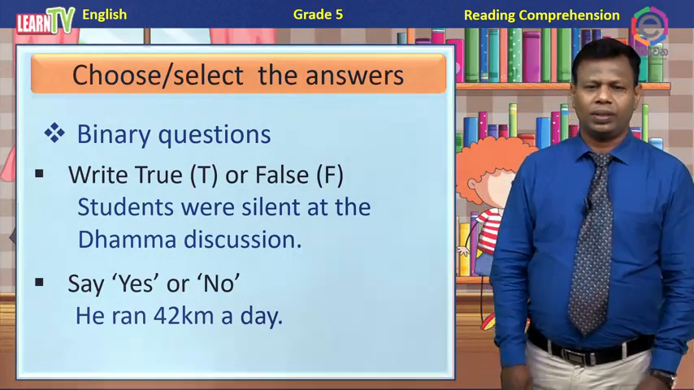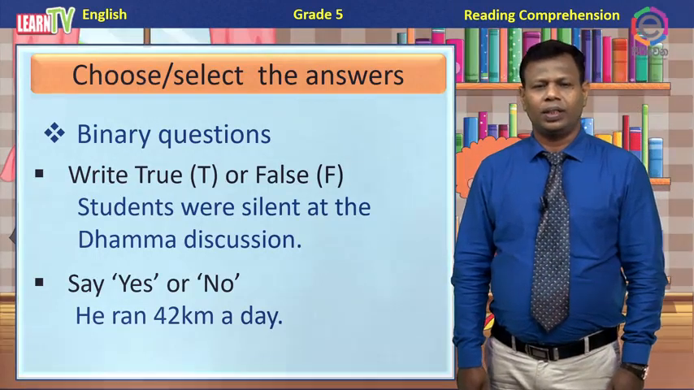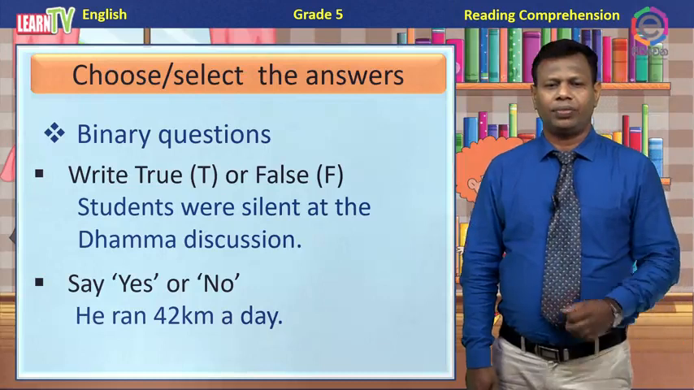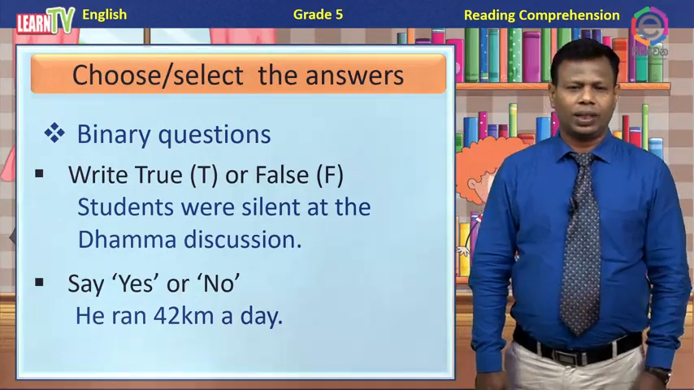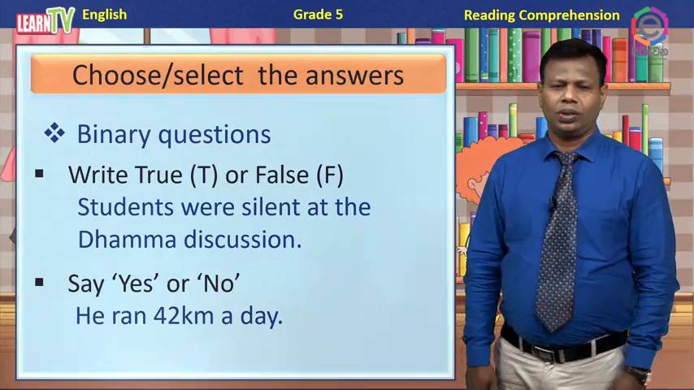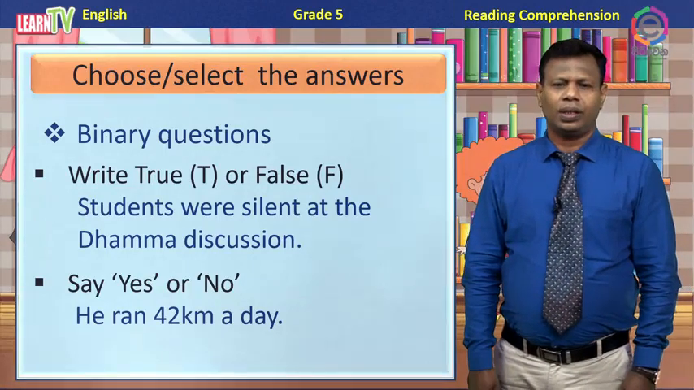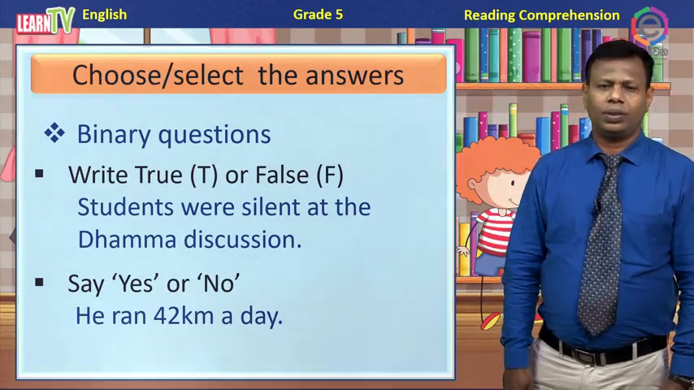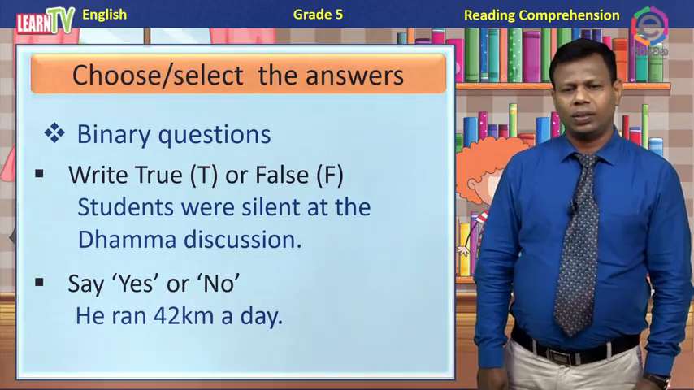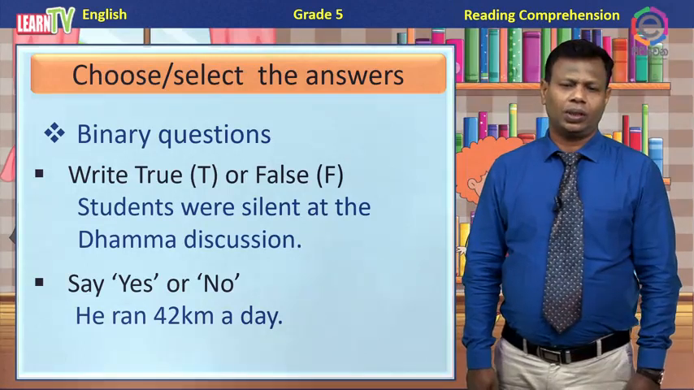Read this one. Students were silent at the Dhamma discussion. Understand it clearly. If it is correct, you can give the answer true. Is it false? You can use F for the answer. Look at the next one. Say yes or no. You have only two answers.